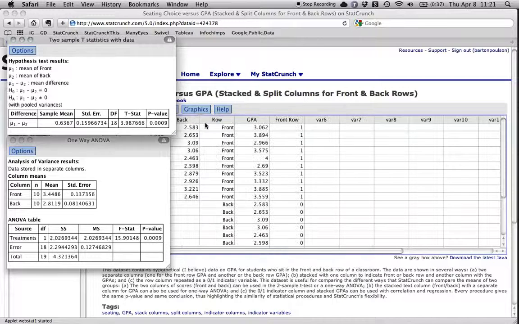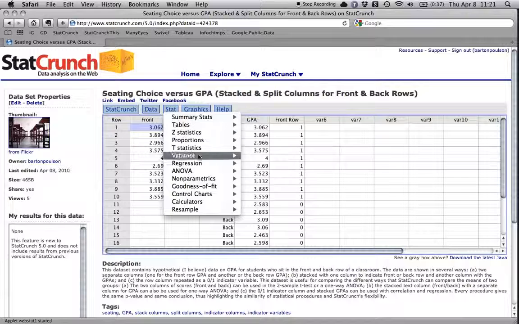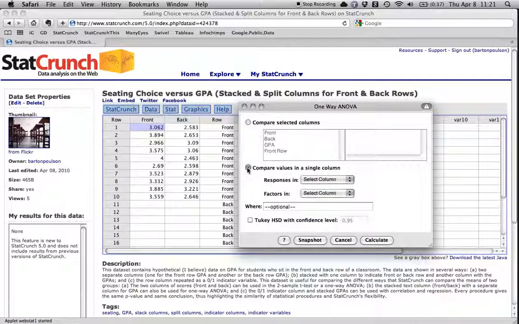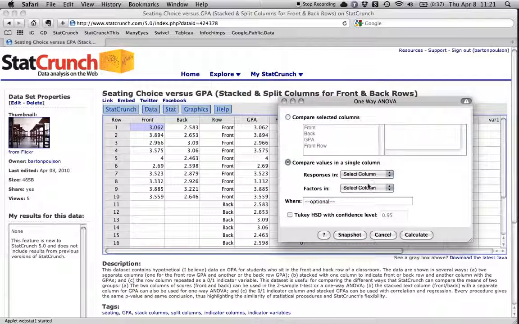I'm going to show you two other ways to do this. We had another option with the one-way analysis of variance right here. And that was, instead of having them be in separate columns, you can do this one, and now I can say that the response, the outcome variable, is the GPA, and the factor, the thing that splits them into groups, is right here in row. And now the analysis of variance is more flexible. You can do it to compare two groups, even though it's not normally used that way. People use the t-test usually. But you can do it to compare 3, 4, or more groups if you want. I'm just going to hit OK and calculate.